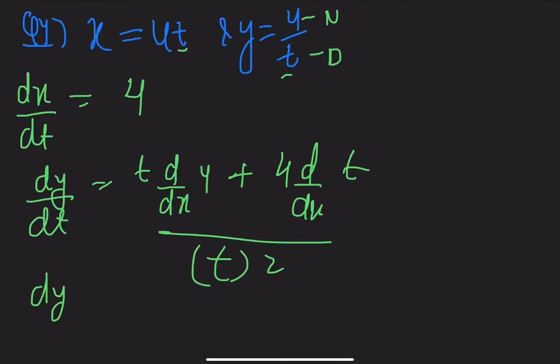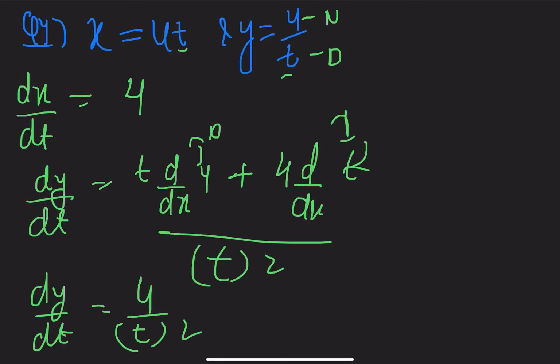So your dy by dt finally turns out to be the derivative of 4. 4 is a constant, so the derivative of 4 will be 0. So this whole term becomes 0. And the derivative of t is a variable, differential of a variable is 1. So this becomes 4 upon t square. Okay, because the derivative of this is 0 and the derivative of this is 1. Using that, it becomes 4 upon t square.